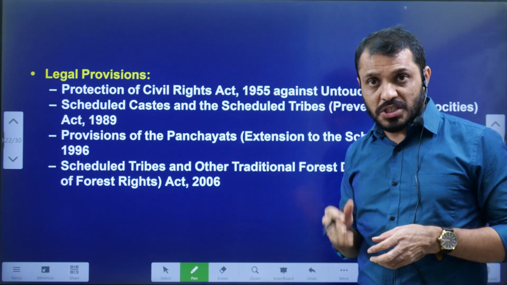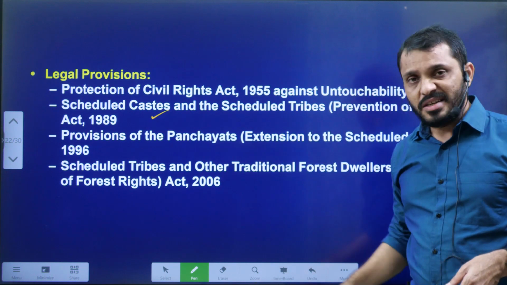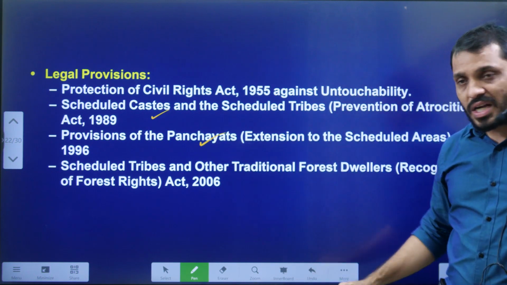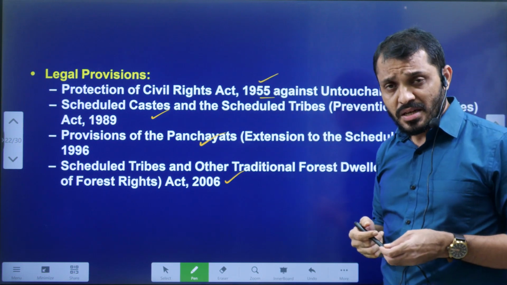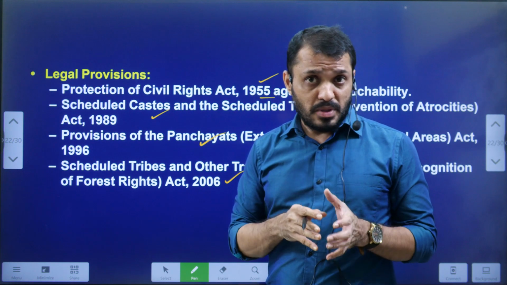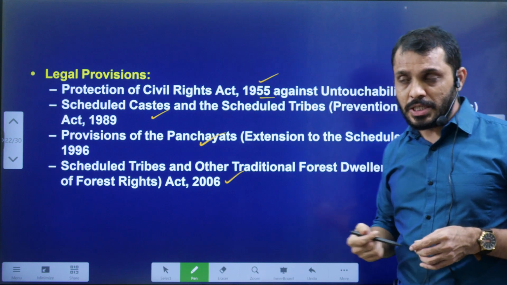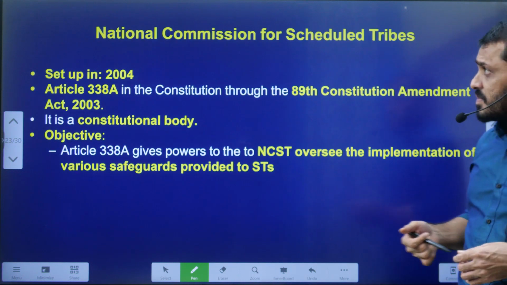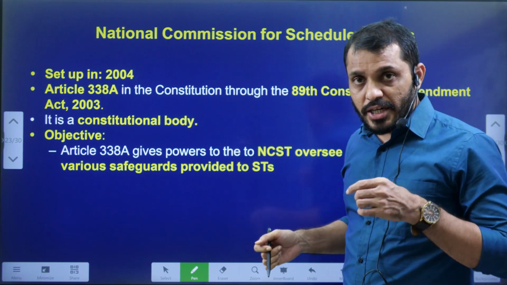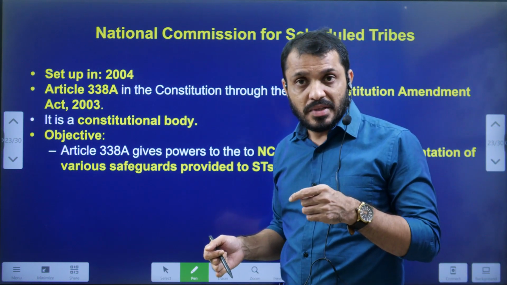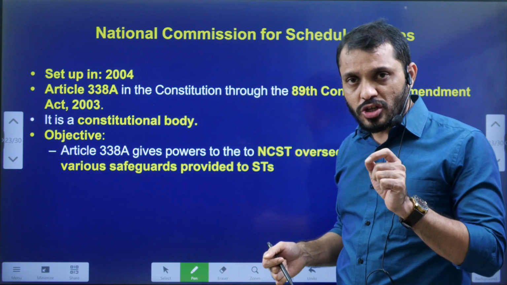And certain other legal provisions related to ST, such as the SC/ST Prevention of Atrocities Act 1989, PESA 1996, Forest Rights Act 2006, and Protection of Civil Rights Act 1955. That means not only constitutional safeguards, there are also certain statutory safeguards present for the communities identified under ST. The National Commission for ST regularly goes through the education as well as social condition of STs, and any grievances of STs will be addressed by the National Commission for ST.